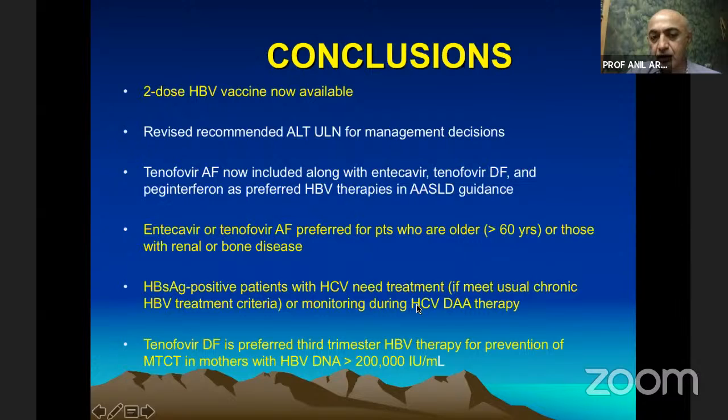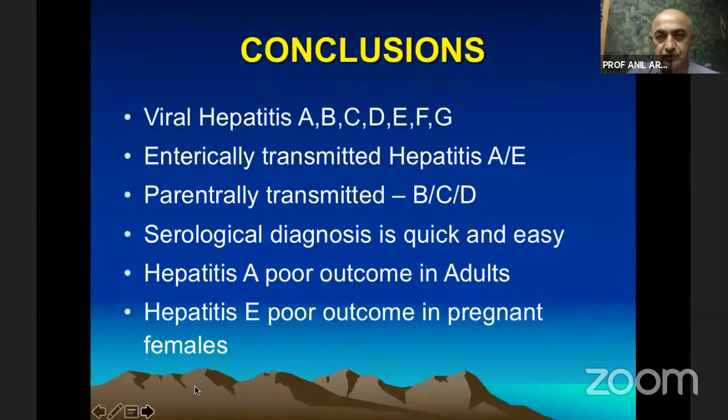In patients who have a concomitant HCV infection, please monitor for hepatitis B. There may be reactivation of hepatitis B. And if the patient has been on chemotherapy, the patient may have reactivation of hepatitis B. Tenofovir is the drug of choice for treatment of pregnant women in the 3rd trimester of pregnancy, especially if the HBV DNA is more than 2 lakh international units.